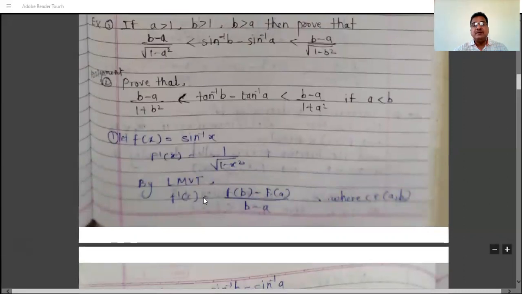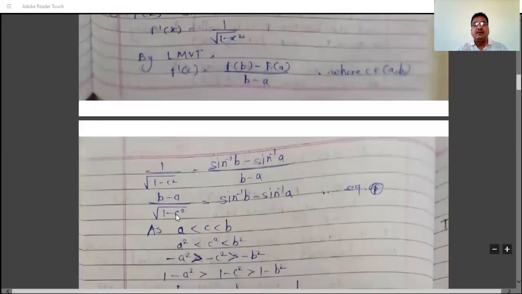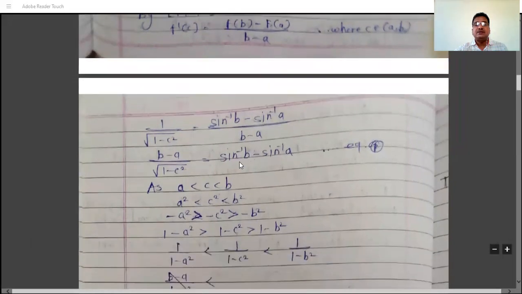So by Lagrange's mean value theorem, f dash c is f of b minus f of a divided by b minus a, where c belongs to the open interval (a, b). Then what is f dash c? f dash c is 1 by root 1 minus c square. f of b is what? Sin inverse b. f of a is sin inverse a, divided by b minus a. And then we shift this b minus a to the LHS. b minus a divided by root 1 minus c square is equal to sin inverse b minus sin inverse a.